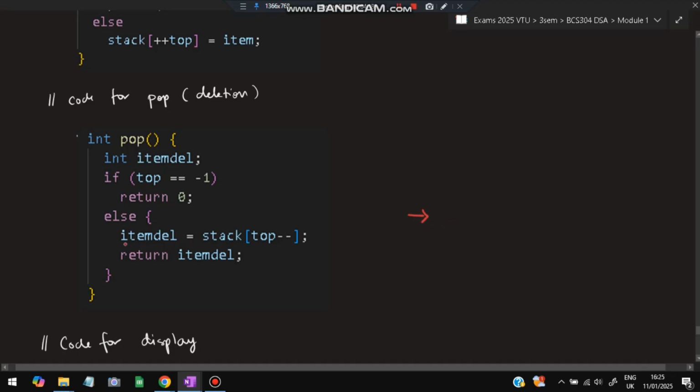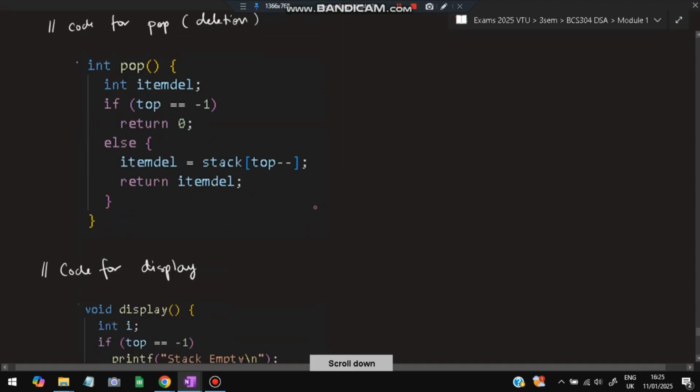Next, if there is something present, we take that value inside int item del, and top minus minus. So first the value which is there at top gets stored in item del, and with stack of top minus minus, the top value decreases. Firstly it was pointing here, now it will point to the previous value. Inside item del it will be stored, and we return item del. So in the case of pop, the item which is popped will be returned.